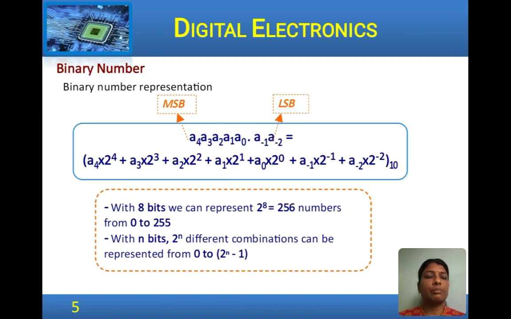So this is a general representation of a binary number. The leftmost bit is called the most significant bit and the rightmost bit is called the least significant bit. And expanding with powers of 2, we can get the decimal equivalent of the number. So with 8 bits, we can represent 2 power 8, that is 256 numbers ranging from 0 to 255. And with n bits, we can represent 2 power n numbers ranging from 0 to 2 power n minus 1.